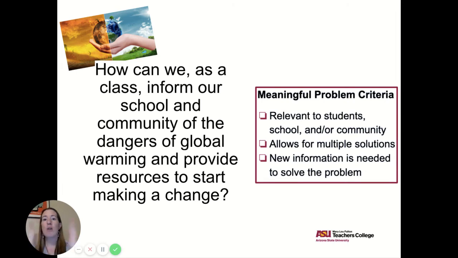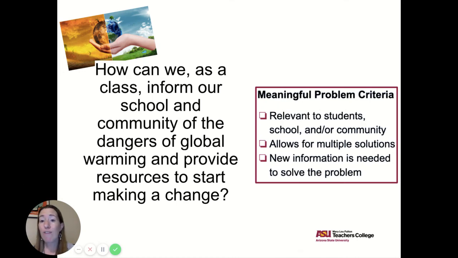Let's apply this criteria to the experience that we had in Module 1. So first, was it relevant? Absolutely. Global warming is happening, and it is affecting cities, states, our country, and the world. We are seeing it on the news. So let's take what we're seeing big picture and bring it down to our students and help them see how they can impact something that's that big.